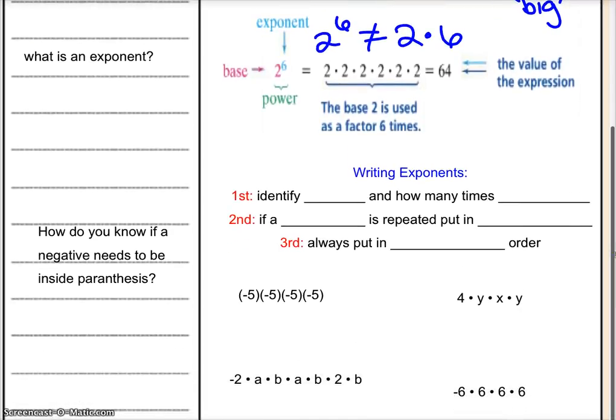Okay, so when you write exponents, that's learning target number 1 here. You're going to identify what the base is and how many times it is repeating. Okay?